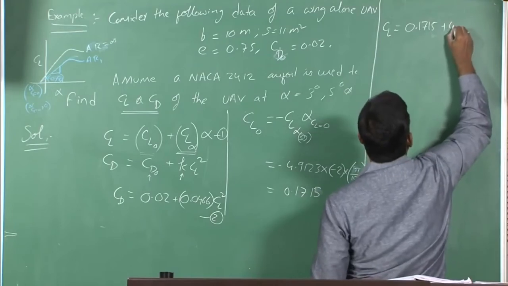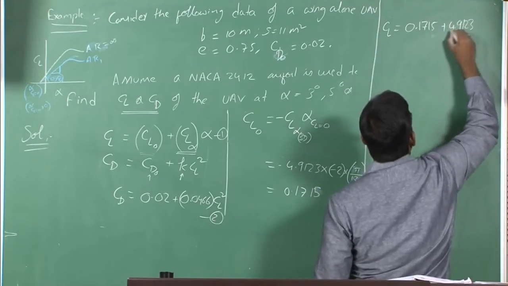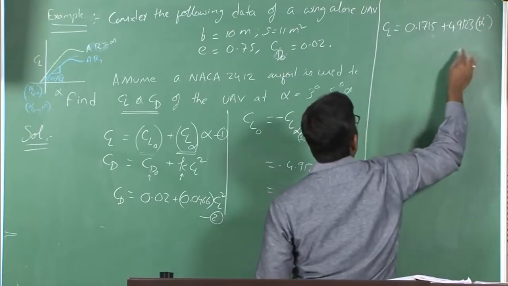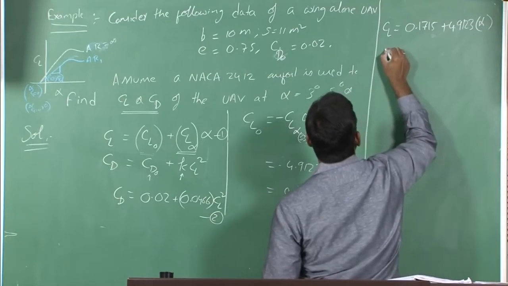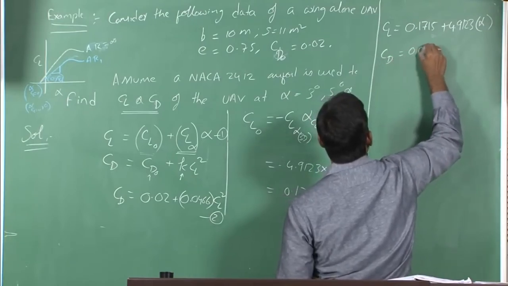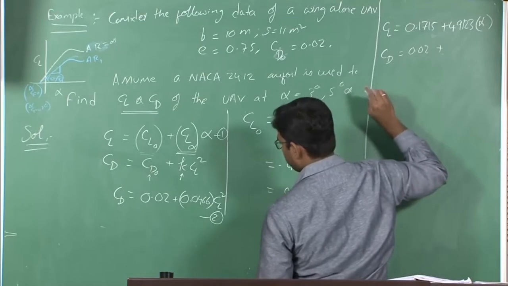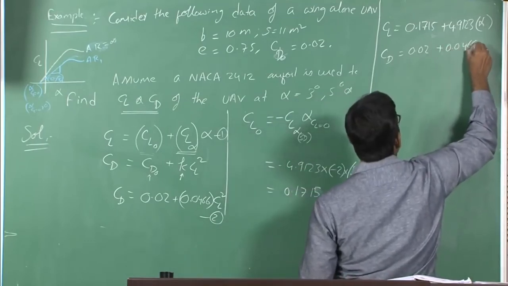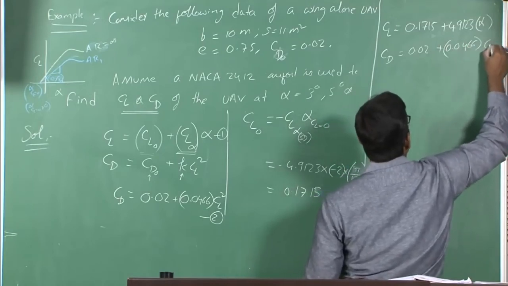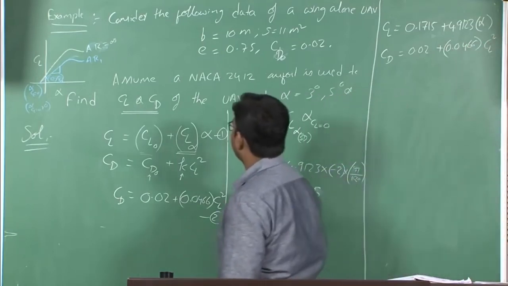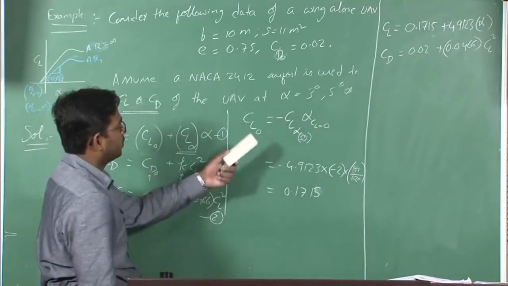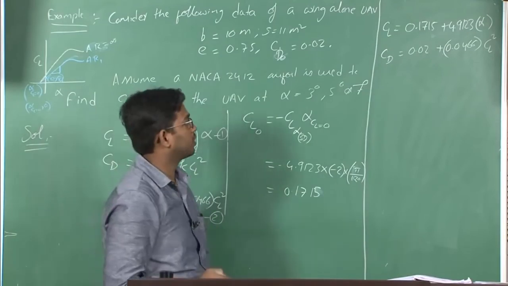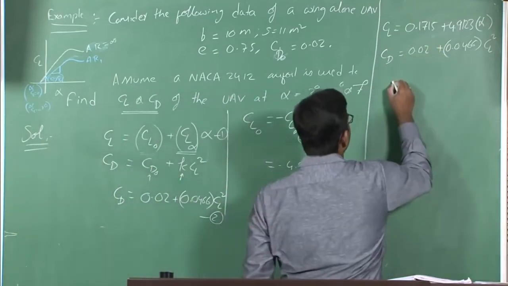CL alpha is 4.9123 into alpha. So, alpha should be in radians here, and CD is equal to 0.02 plus 0.0466 into corresponding CL square. Now, we need to find this at 3 different trim conditions, that is alpha 3 degrees, alpha 5 degrees, alpha 7 degrees. Now, if you substitute alpha 3 degrees, what do you get?